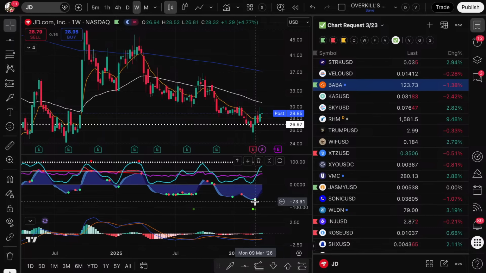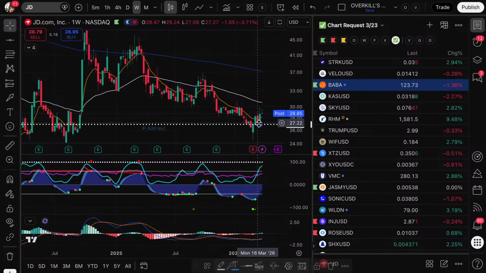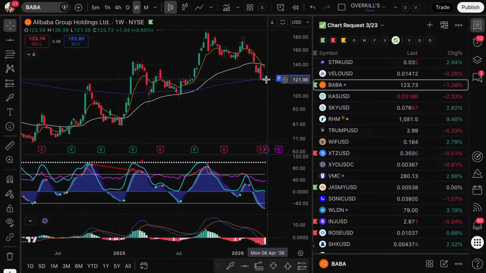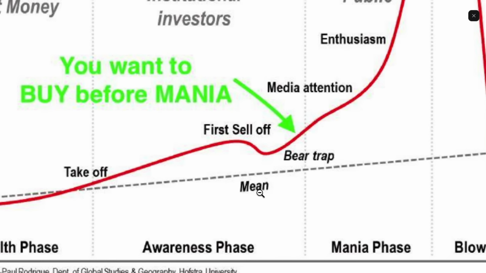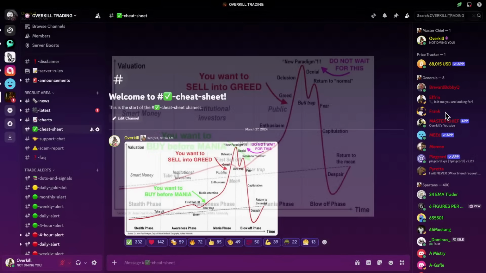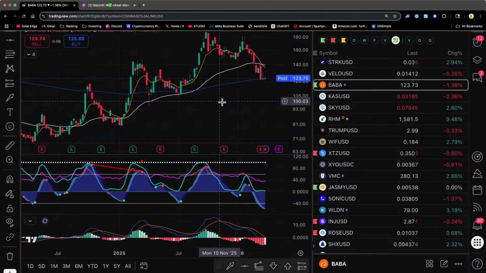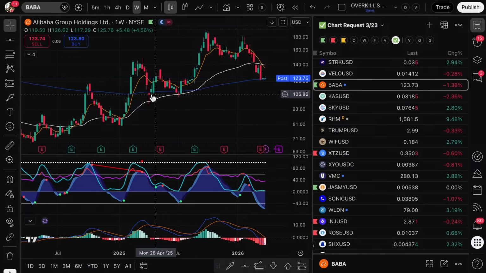Another one's JD. We got that signal back there at 27. But BABA looks good here. Again, BABA is sitting on that mean. How do we know we're getting a fair price? We look at the mean, we look at the average, the 4 year average. If you're buying it at a 4 year average, right, we can all agree that that's a fair price. I think everyone can agree that's a fair price.